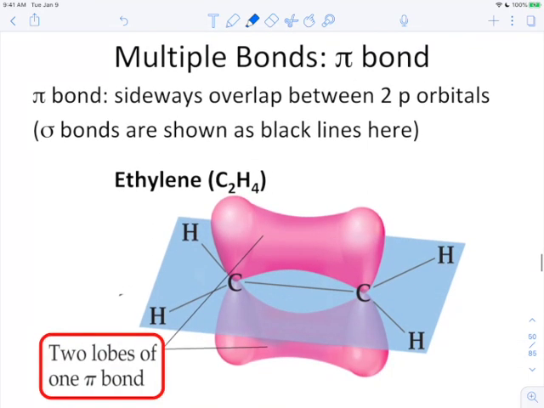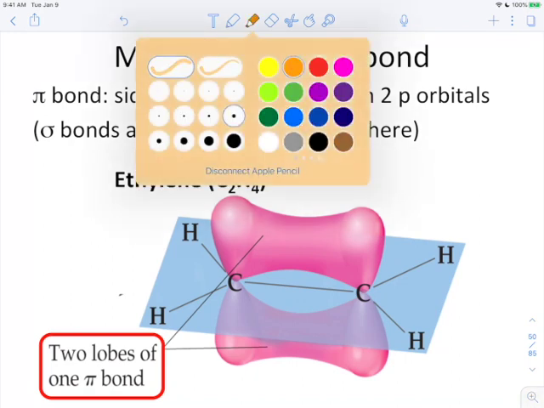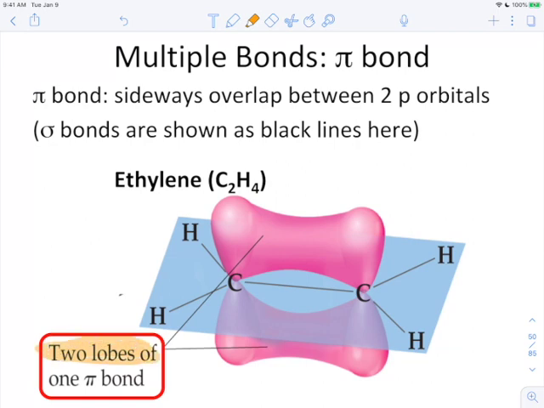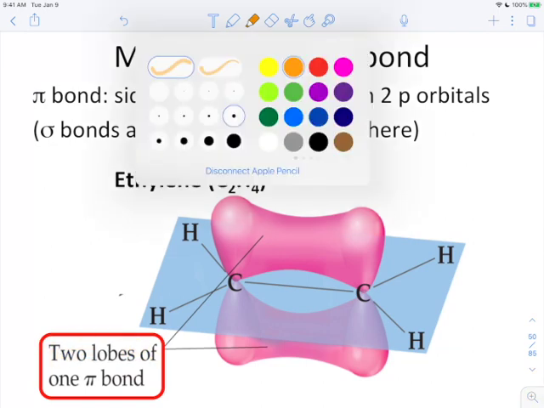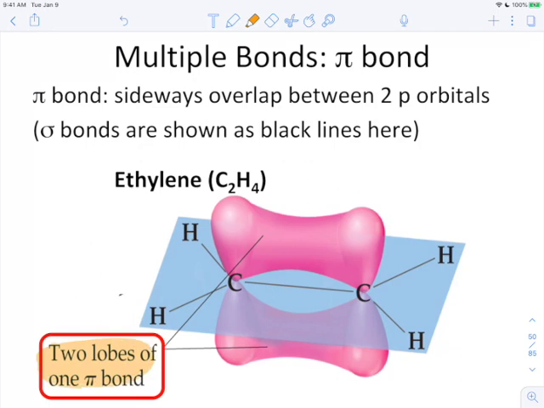Okay. So again, it's a sideways overlap between the two unhybridized p orbitals. And in this image, all the sigma bonds are drawn in black just so we can focus on the pi bond. And the pi bond, to me, looks like a bubblegum pink, and you notice it's stretched between the two p orbitals. And again, we have down here that it is two lobes. Two lobes of one pi bond. So one bond that has a top and a bottom to it, if you will.